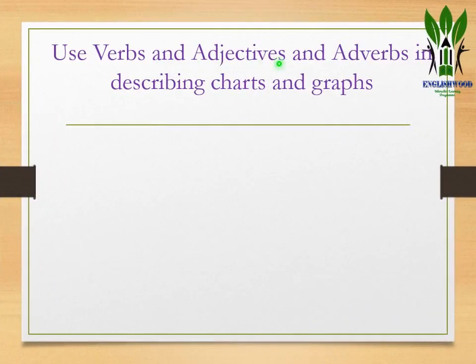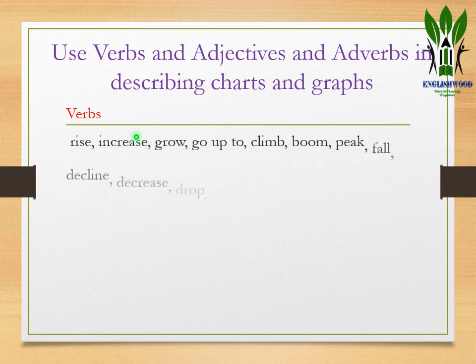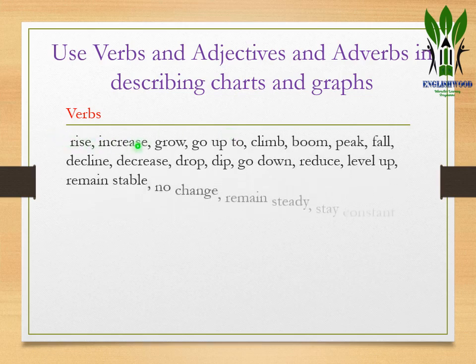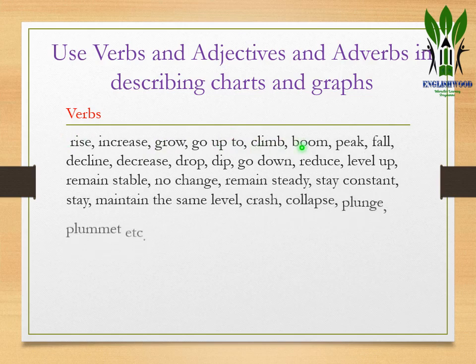And adjectives and adverbs in describing charts and graphs. It's very, very important. You have to use these verbs like rise, increase, grow, go up, climb, boom, peak, fall, decline, decrease, drop, dip, go down, reduce, level up, remain stable, no change, remain steadily, stay constant. So you have to use these verbs.